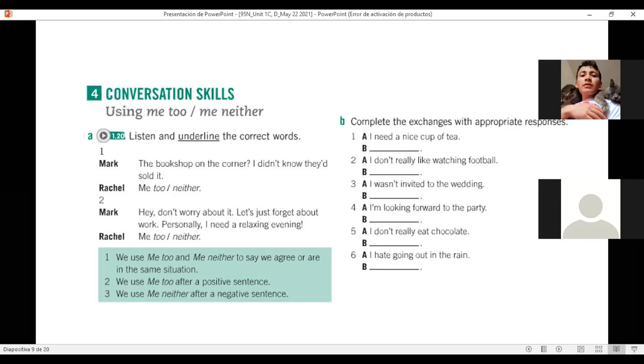¿Y usted? ¿Cierto? Cuando estamos preguntando la otra opinión o la opinión de alguien más, ¿sí? Y estamos nosotros de acuerdo, podemos utilizar me too. Me too. Yo también, ¿verdad? Me too. Pero miren, aquí tenemos otra frase.